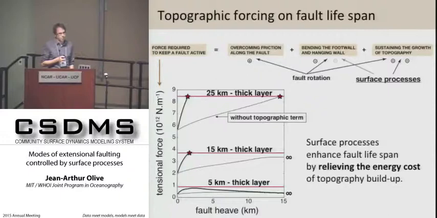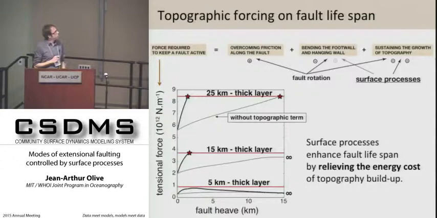Now if you have very active surface processes that can level the topography, then you can actually remove the contribution from the topographic force, and this force increase actually happens a lot slower and can stay below the threshold for breaking a new fault, which explains why when we leveled all topography, we sustained infinitely growing faults.